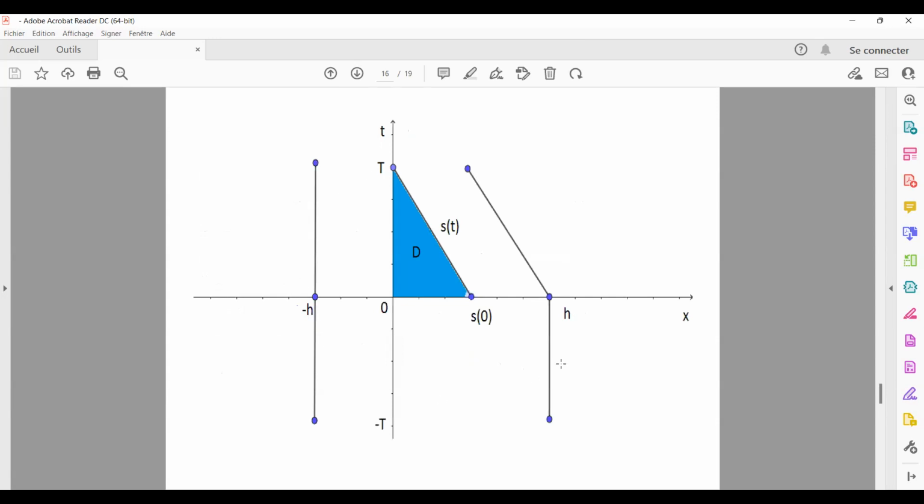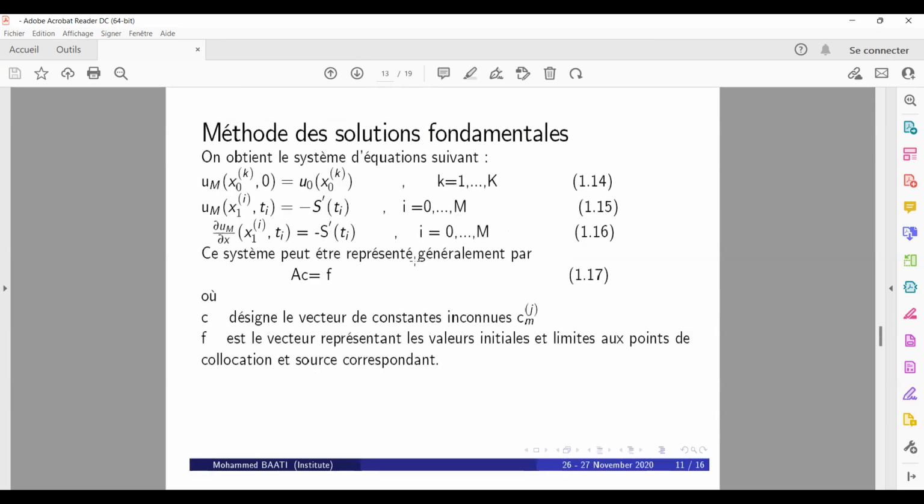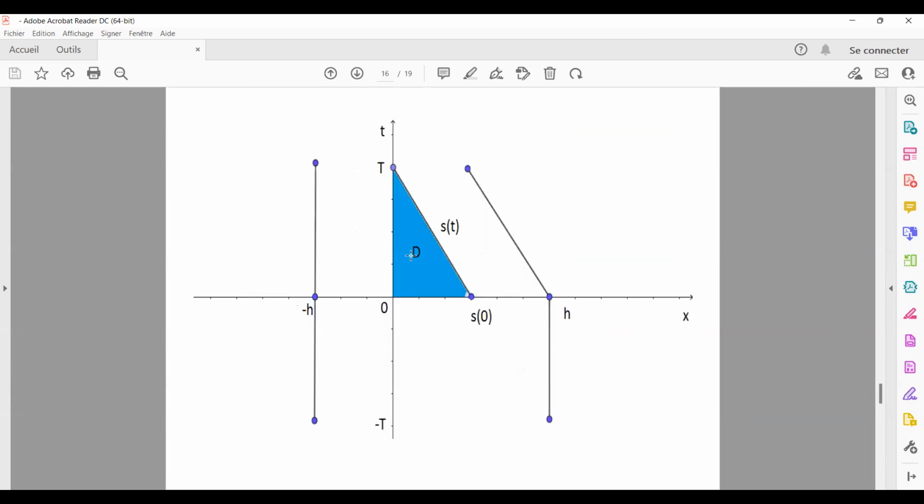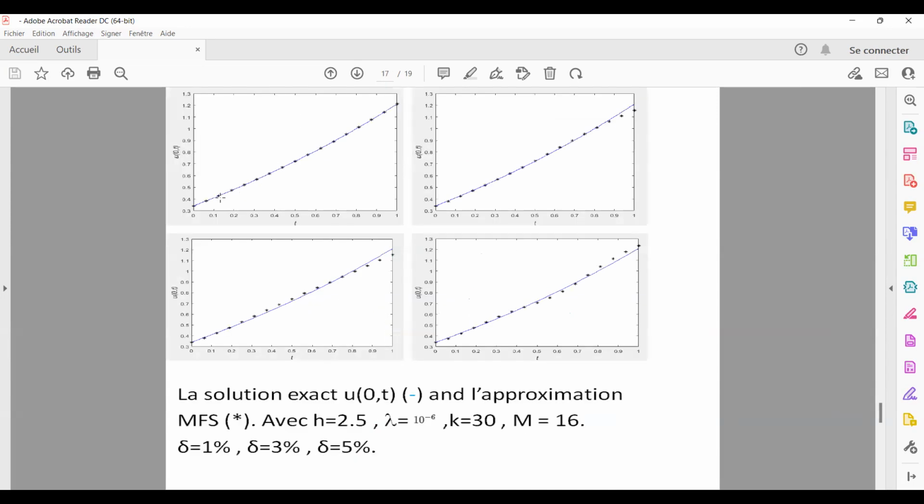Voilà, ça c'est la géométrie du domaine. On a S(t) qui est une droite. Ça, c'est pour le domaine en général. Ça, c'est pour cet exemple. On a le domaine suivant. Ici, ce sont les points sources, et ici existent les points de collocation. Voilà le résultat. En bleu, on a la solution exacte et en étoile, on a la solution approchée.